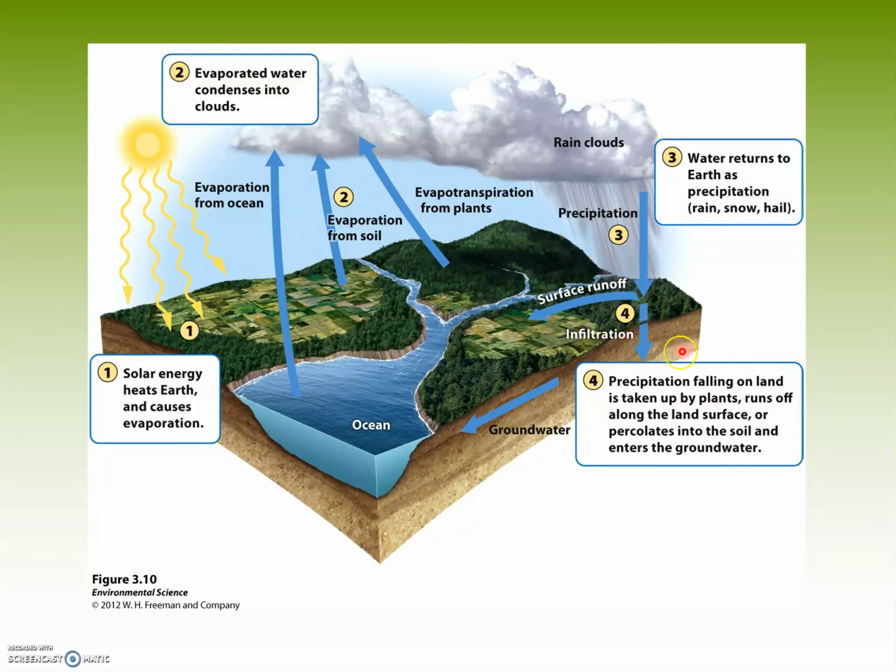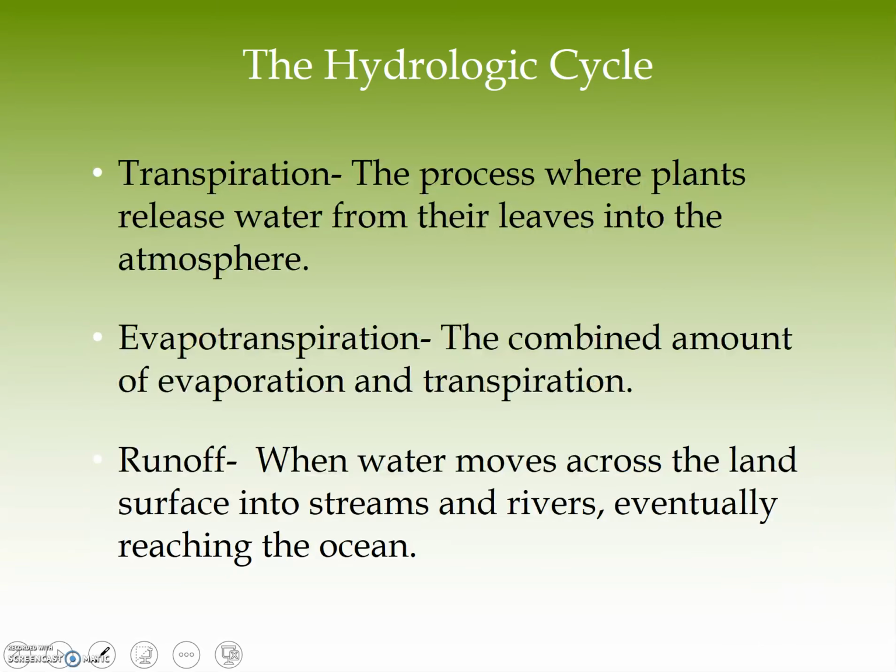And then precipitation falling on the land is taken up by plants. So plants use that water, it runs off along the land surface, and percolates down into the soil to make groundwater, or makes its way back into streams and oceans. And so we understand this cycle. This is one that we're very familiar with, and we start learning it when we're pretty little. So it's a good one to get the idea of cycles out in the open.